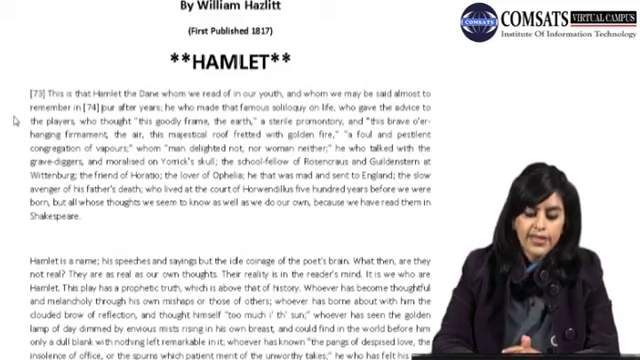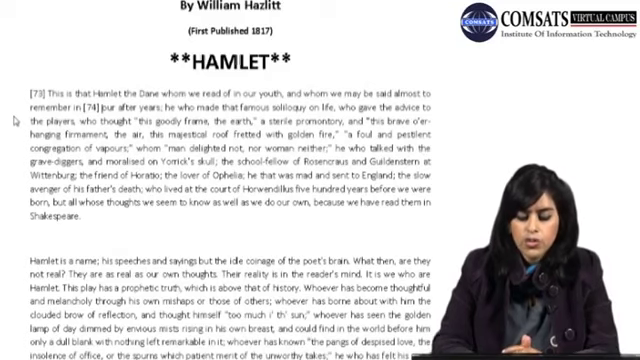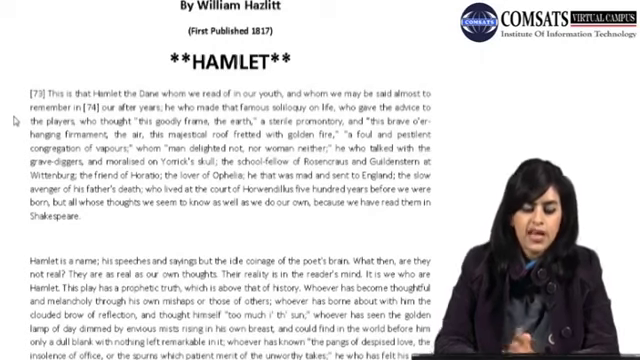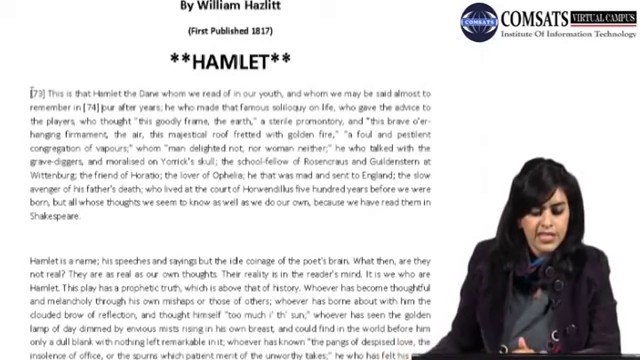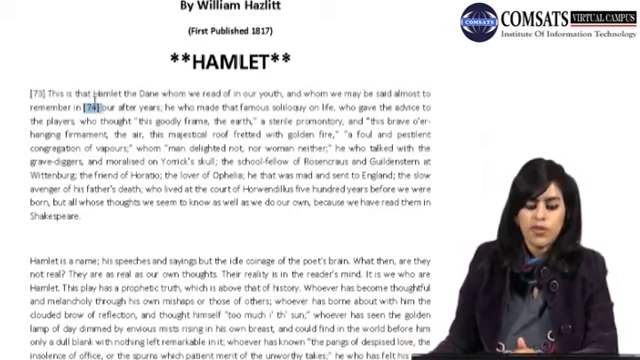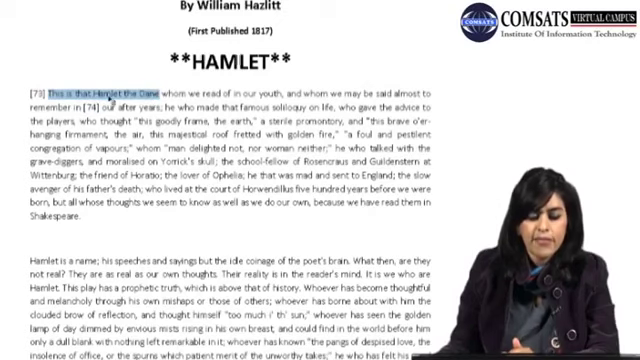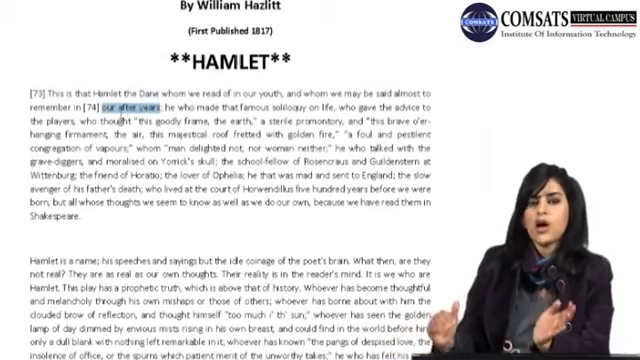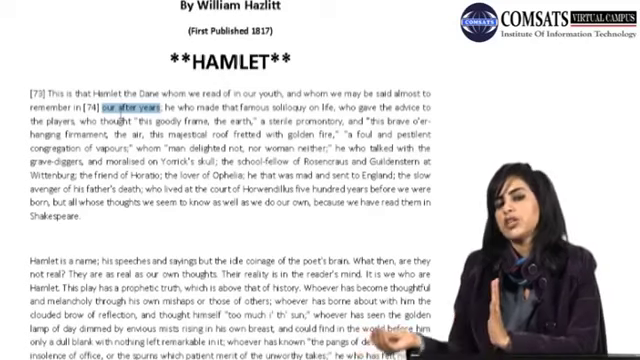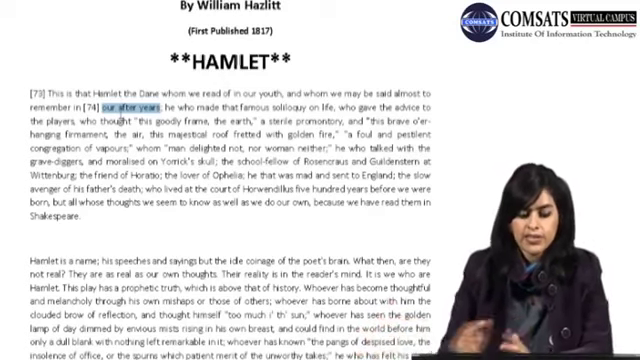This is that Hamlet the Dane, whom we read of in our youth, and whom we may almost remember in our after years. Now if you see these numbers written in the parentheses, these are basically the page numbers from where the writer is quoting from the text. This is that Hamlet the Dane, that one is taken from the text, and after years. Now your quotation is to come after you mention the page numbers in your parenthesis.